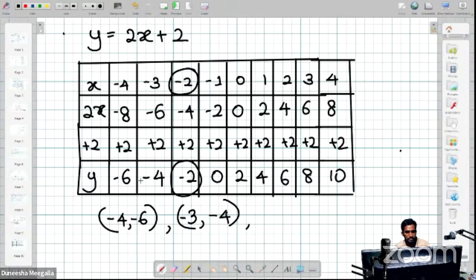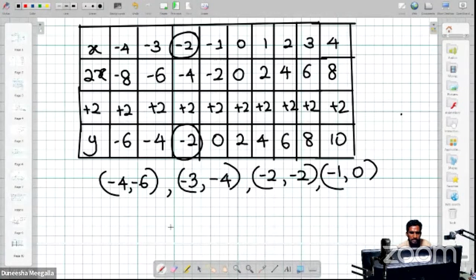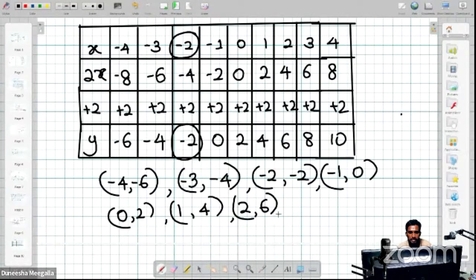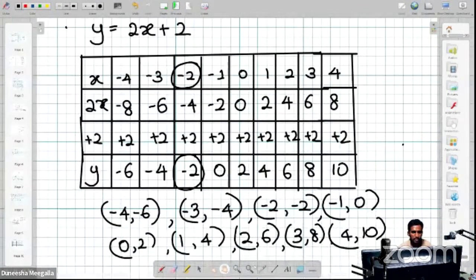Aksha? Satish? -2, -2. Yes, -2, -2. The next one is -1, 0, isn't it? How did you get it? Then the next coordinates are 0, 2, then 1, 4, then 2, 6, then 3, 8, 4, 10. How did you get it? Yes, sir. Okay, that is how it came.